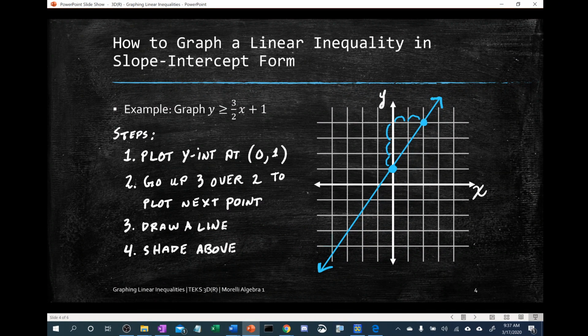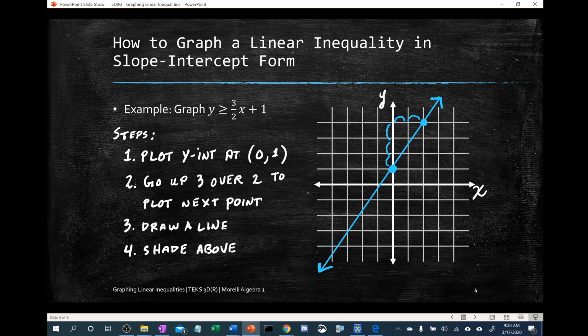Remember, the first step is to plot the y-intercept. The y-intercept is indicated at the end of the inequality. Plus 1 means the y-intercept is at 0, 1. And you see it plotted there on the coordinate plane. Now I'm going to use the slope, which is 3 over 2, and I'm going to read that in my mind as, from the y-intercept, I'm going to go up 3 and then over 2 to the right, and that will give me the next point on my line.